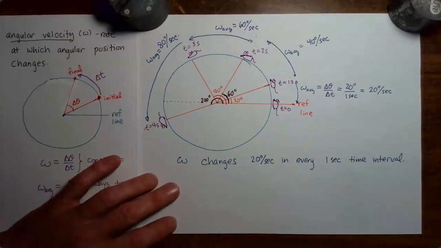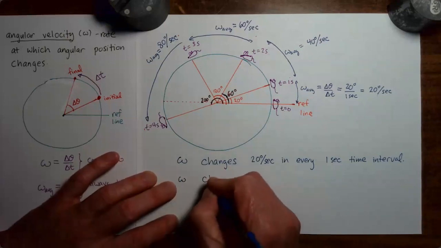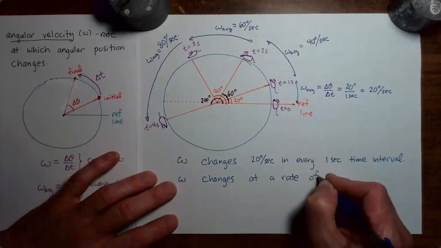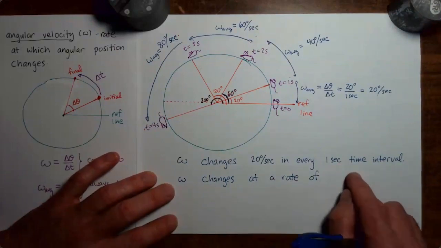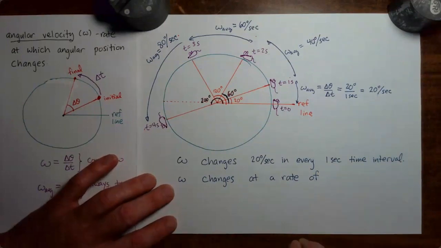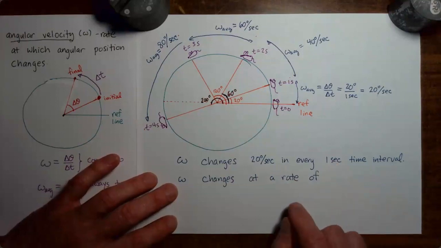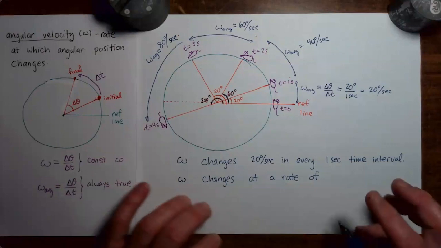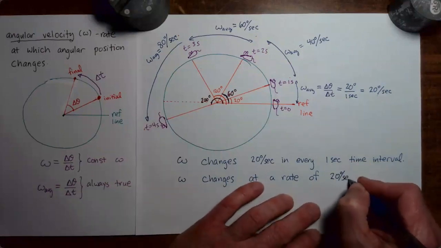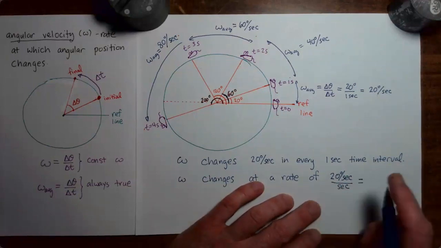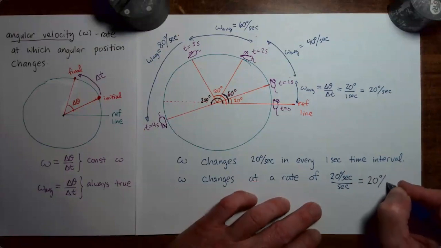What then would be the rate at which the angular velocity changes? We can say that the angular velocity changes at a rate of, here, why don't you try pausing the video and see if you can write down the rate at which the angular velocity changes. Okay, the angular velocity changes by 20 degrees per second in every 1 second time interval. We can say then that the angular velocity changes at a rate of 20 degrees per second, or in other words, the angular velocity changes at a rate of 20 degrees per second squared.